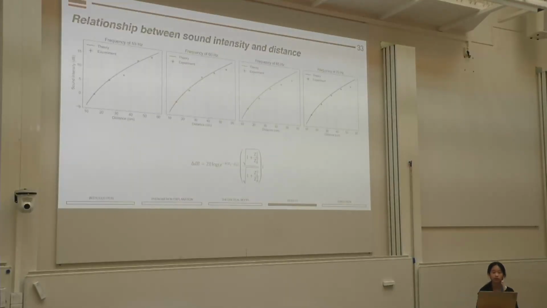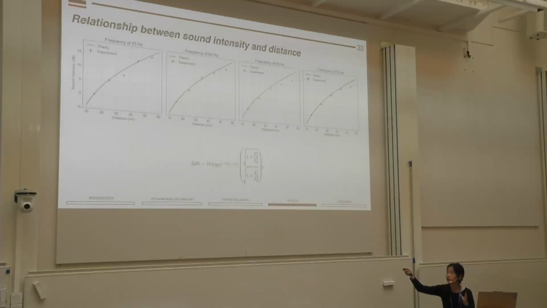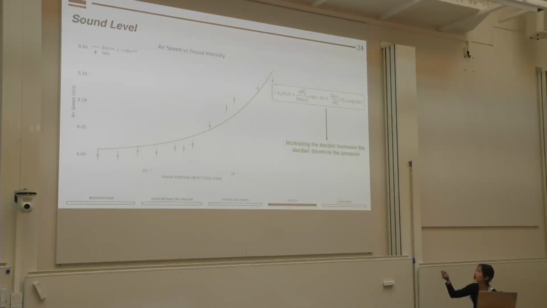Later, we can see the relationship between sound intensity and distance, which compares our theory and experiment, utilizing this equation, which is the change in decibel over distance. This term accounts for the Gaussian profile and the Gaussian intensity, as we explained, in which the intensity is greater near the middle of the speaker and less as it diverges outward. From our equation for the acoustic streaming velocity, we know that increasing the decibel level, or the sound intensity, increases the pressure as well, therefore increasing the wind speed and the acoustic streaming velocity.